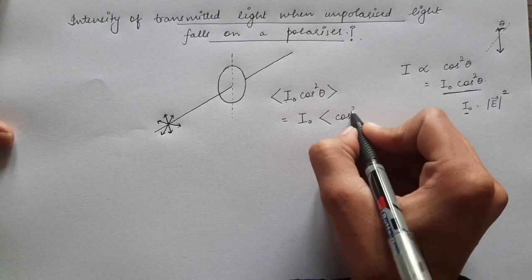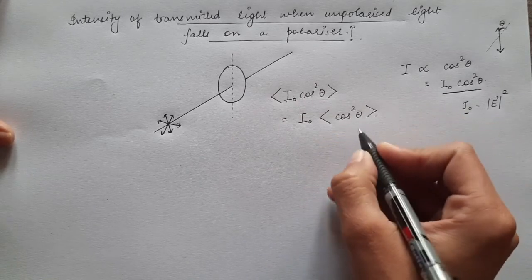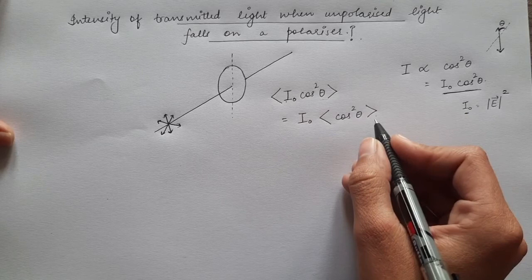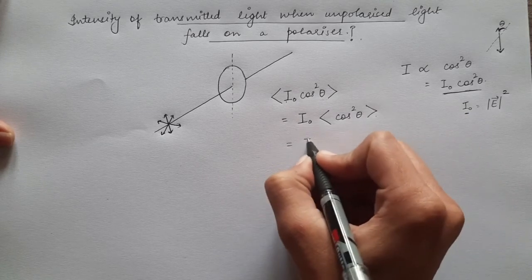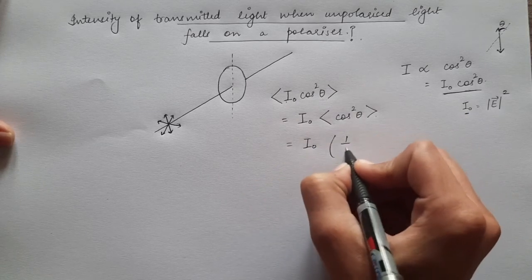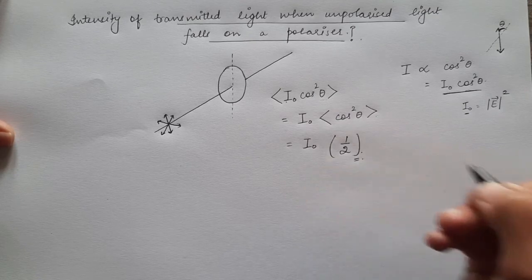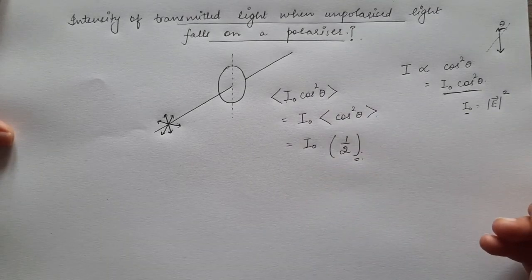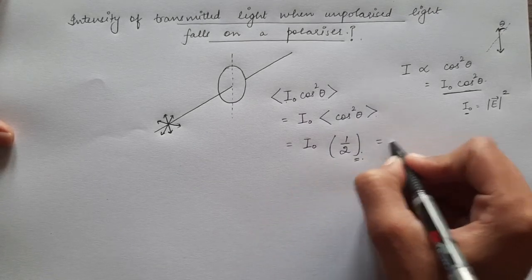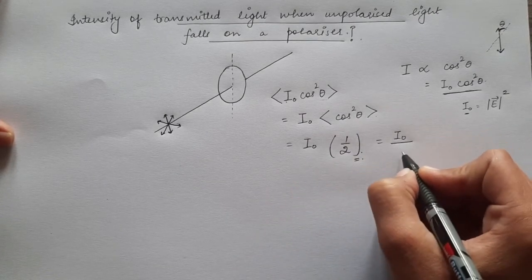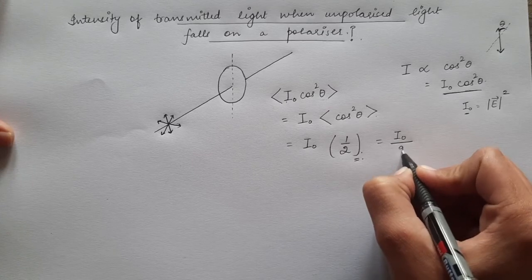So this will be equal to the average of cos square theta. And what is the time average of cos square theta? That is equal to 1 by 2. So the time average of cos square theta is equal to 1 by 2, and the net intensity of the transmitted light will be equal to I0 divided by 2.